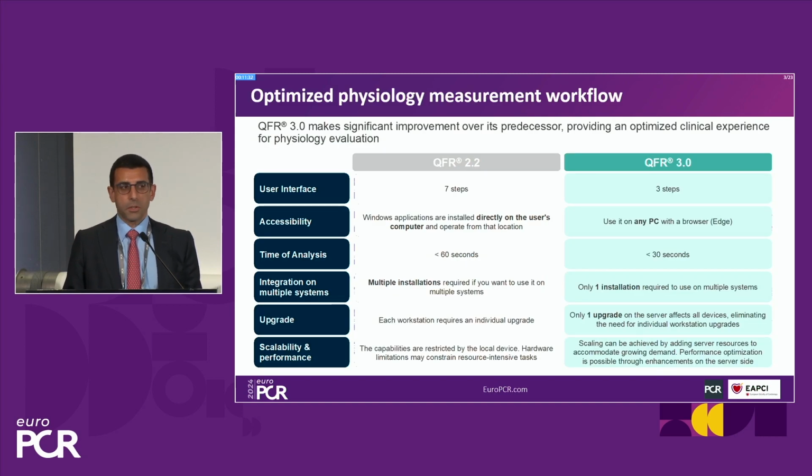So what is different with the QFR 3.0? You know that the QFR is a software to evaluate the physiology, so the FFR, but by angio, without any guide wire, without any microcatheter, just by angio. I guess that we all know about the QFR 2.2, which was the previous version. And the difference between the previous software and this new one is summarized here in this table.